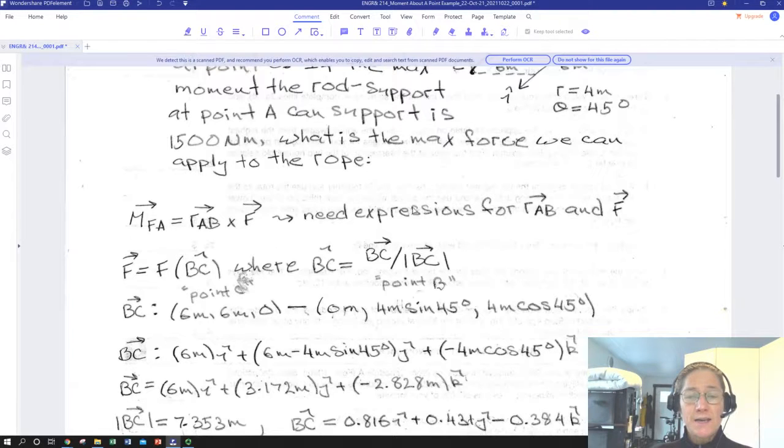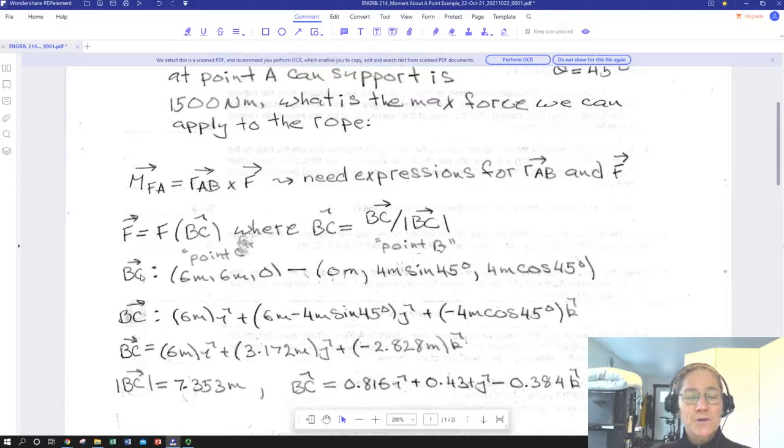So the first things we're going to need are vector expressions for the radius AB and the actual force vector, whose magnitude we don't know, but we know what direction it's going. It's going down a line from point B to point C. One way of saying that is our force vector is its magnitude F, in newtons, times the unit vector BC, and we can get the unit vector by taking the full position vector BC and dividing it by its length. So we're going to start with that.